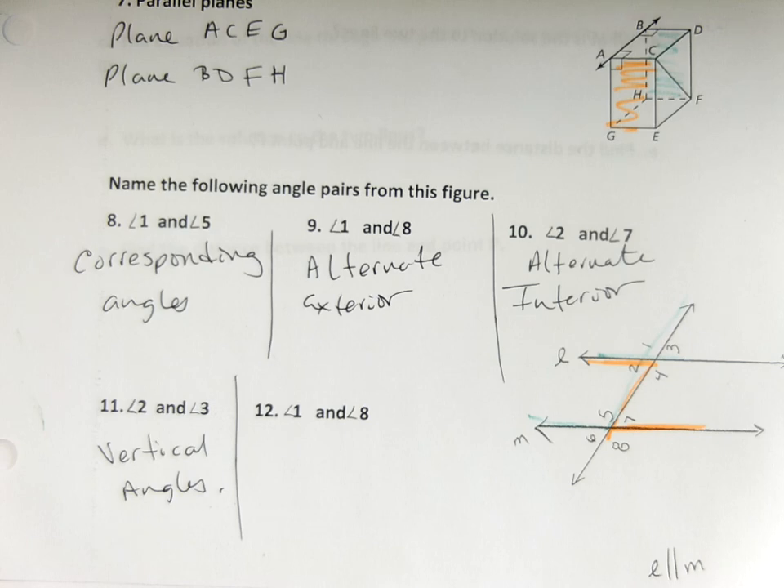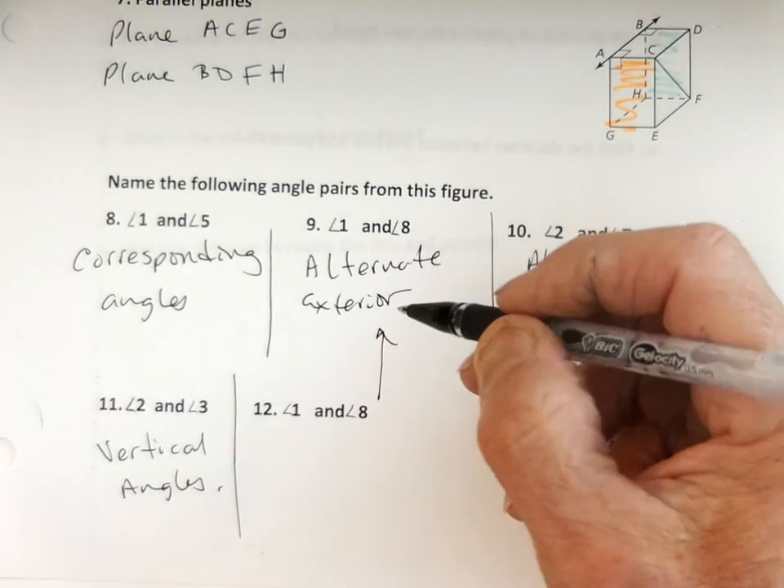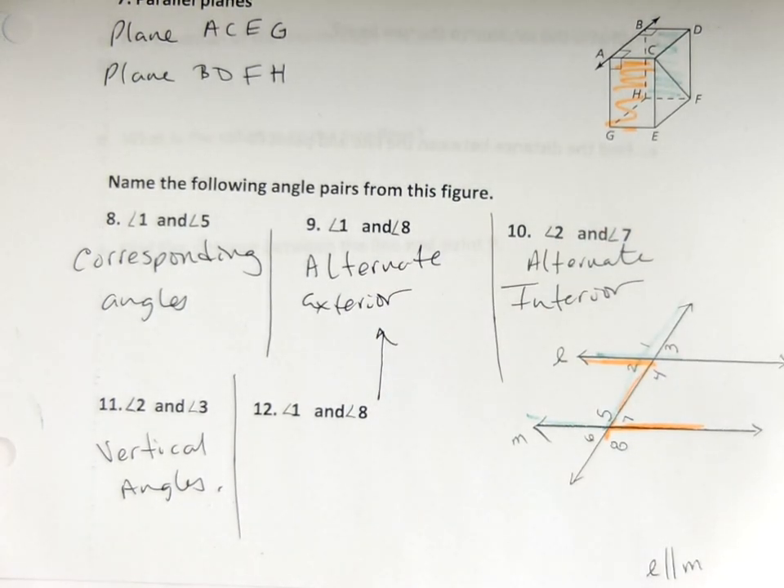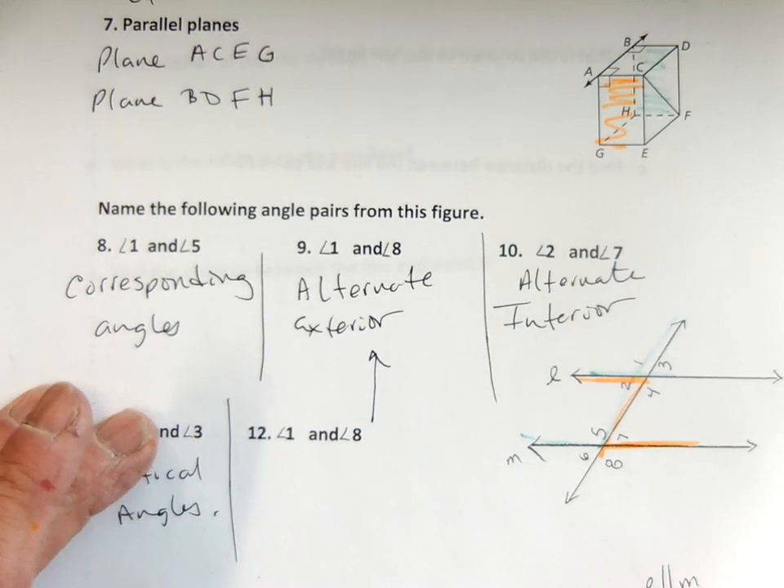Huh, 1 and 8. Why did I put that in there twice? Oh well, because I just make mistakes, don't I? 1 and 8 are alternate exterior angles. You guys agree with that? Yeah. Okay, turn the page, or am I going too fast?